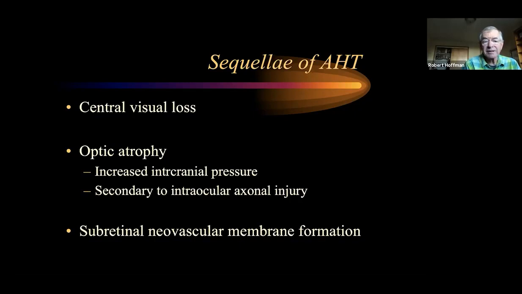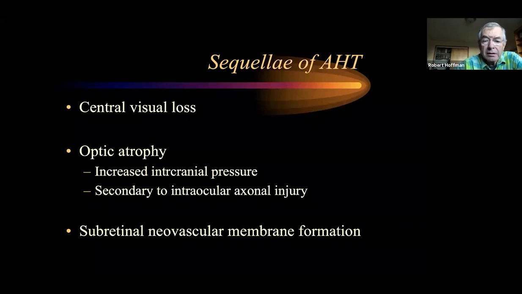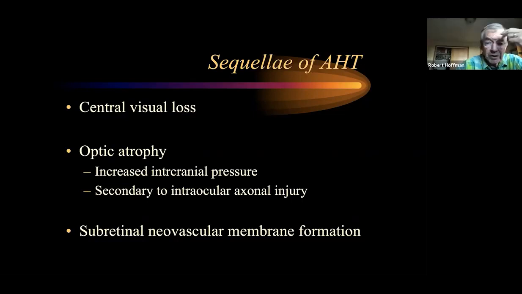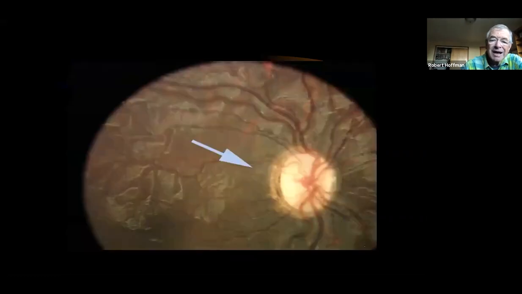I ask them where they live and see if we need to get them to see somebody in Montana or Nevada or wherever they've come from, if it isn't local. But central vision loss due to changes in brain tissues, optic atrophy, either associated with increased intracranial pressure or just due to direct injury to tissues, is very common. And subretinal neovascular membrane formation is not as well recognized, but does happen.